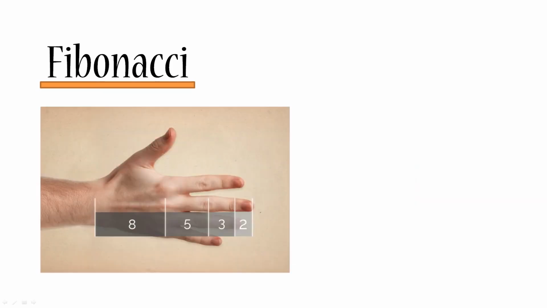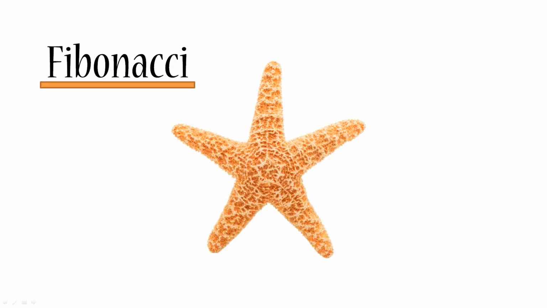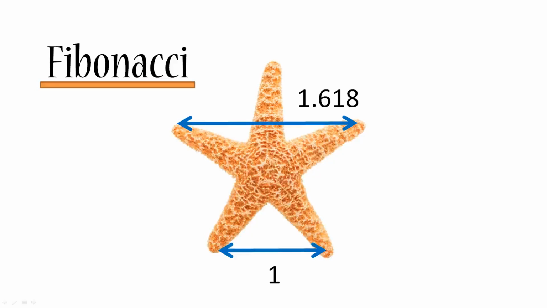Next, your fingers actually, your phalanges on your fingers actually are in the same ratio as the Fibonacci numbers, so 2, 3, 5, 8. If you don't believe this picture, then here's an actual X-ray. Also, if you take any starfish and you measure its base and take it as a 1, then the distance between these two limbs will be 1.618.